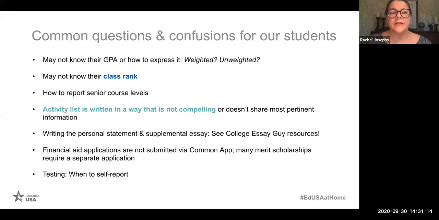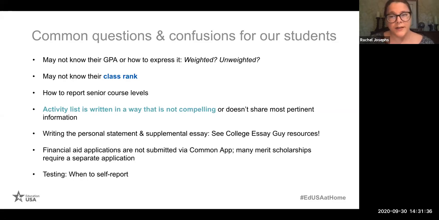The activity list is another thing that can be challenging, and we're going to talk about it in just a second, but you want to write it in a compelling way. The writing section is really, really difficult. And so I recommend everyone use the college essay guide, as well as EducationUSA resources for writing the essays, because that is a huge part of the application process for many schools.